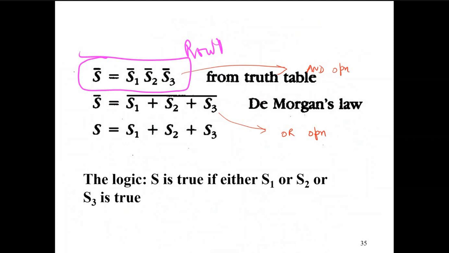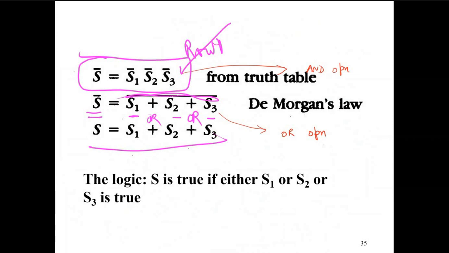Take this, you can keep it as it is, or you can represent it in different ways. Using De Morgan's law, not S is S1, S2, S3 with one NOT operation going all the way. So this is now an OR, which is easier to implement. In this case, it is not that complicated, but this is more compact. I can also go this way.